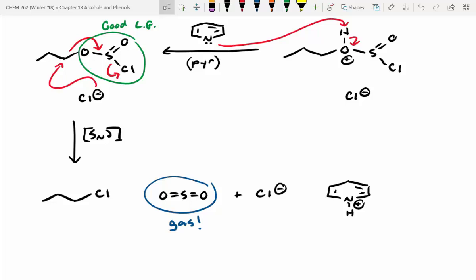So it is a bit complicated, but it's a very useful reaction. And like I said, it's important to remember that because this is an SN2 reaction, you do have to watch out for inversion of stereochemistry. All right, so let's take a look at the next one.